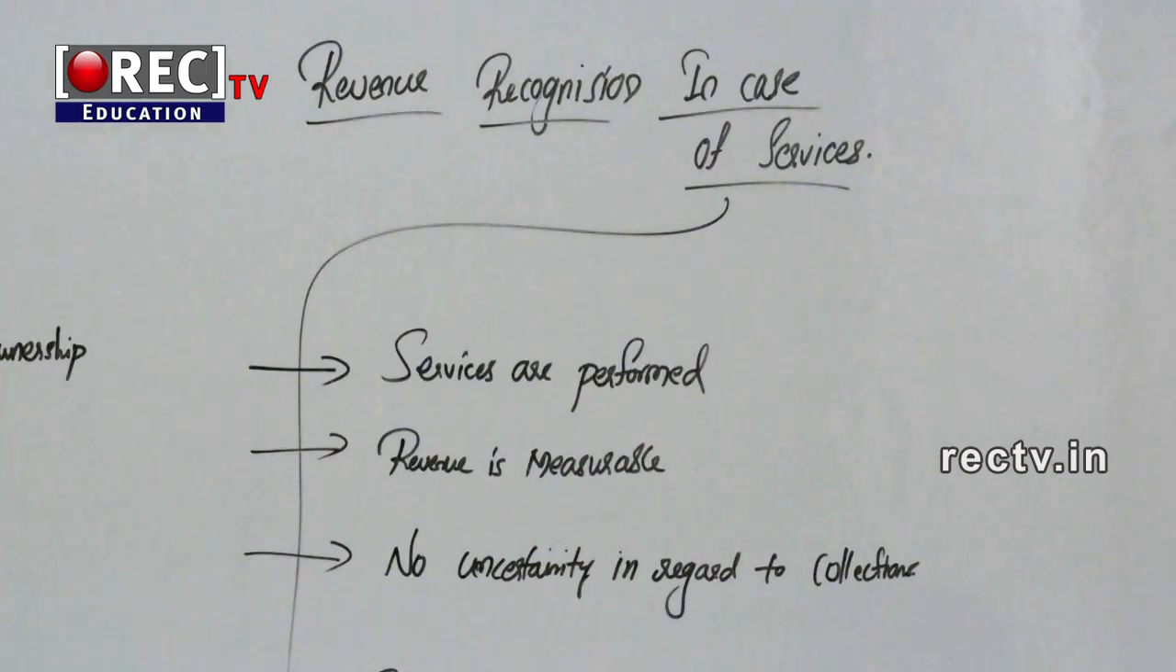Now in this also there are some situations and how you will deal with them. First, installation fee. In this, recognition only when installation is completed and accepted by the customer. And when it comes to advertisement income, recognize the revenue when the related advertisement appears before the public.